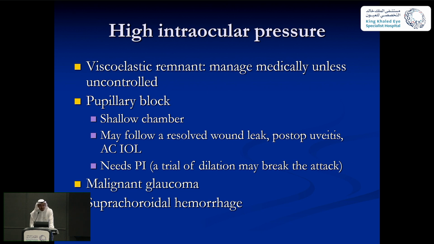Another thing is pupillary block. It can result in shallow chamber and may follow a resolved wound leak. If the wound leak resolved, it can happen. Post-op uveitis, or ACIOL, especially if you didn't do a PI with the ACIOL, can cause pupillary block. It needs a PI. A trial of dilation may break the attack. Aqueous misdirection, you have to keep it in mind, and suprachoroidal hemorrhage in cases with high intraocular pressure.